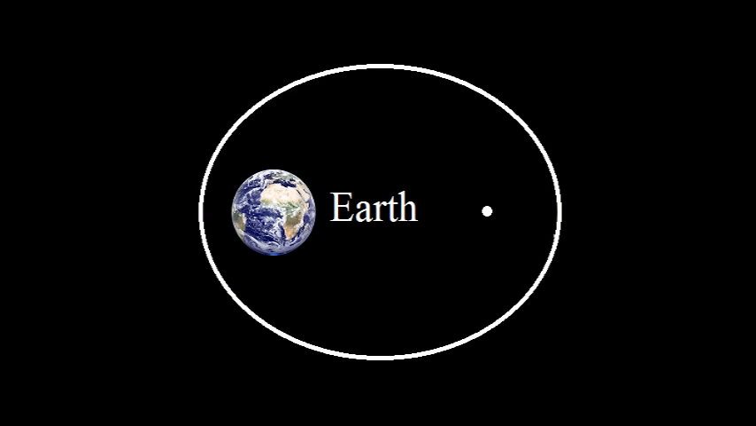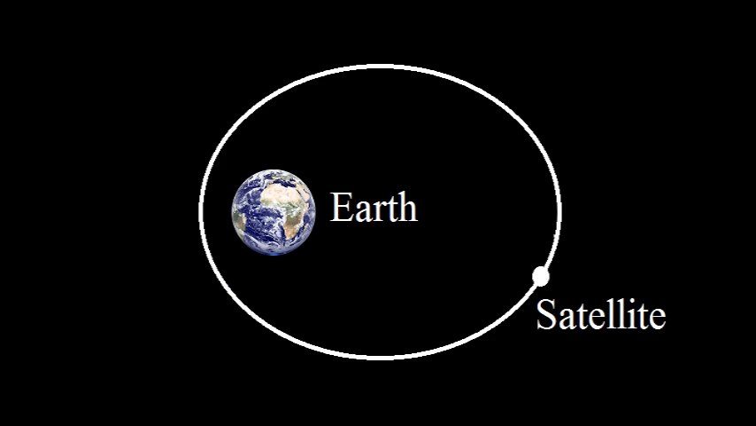Now, in an elliptical orbit around the Earth, the center of the Earth is at one of these 2 focus points. What's at the other focus point? Well, nothing really. It's just a mathematical curiosity. So let's ignore the other focus point. It's not important.